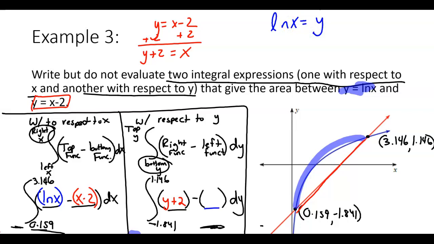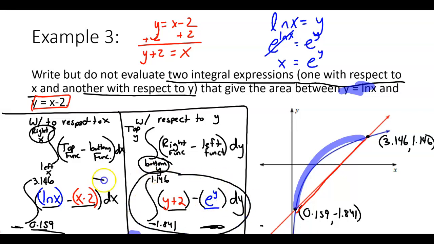How do I get the x by itself? Well, we cancel out ln's with e. So instead of putting ln of x there, I'm actually going to put e to the y there. So those are your two integrals. Now, I'm not going to have you do this right now, but you could punch both of these problems into your calculator. They'll both give you the same exact answer because both of them are finding the same area. I just found that area in 2 different ways. One way is with respect to x, one way is with respect to y.